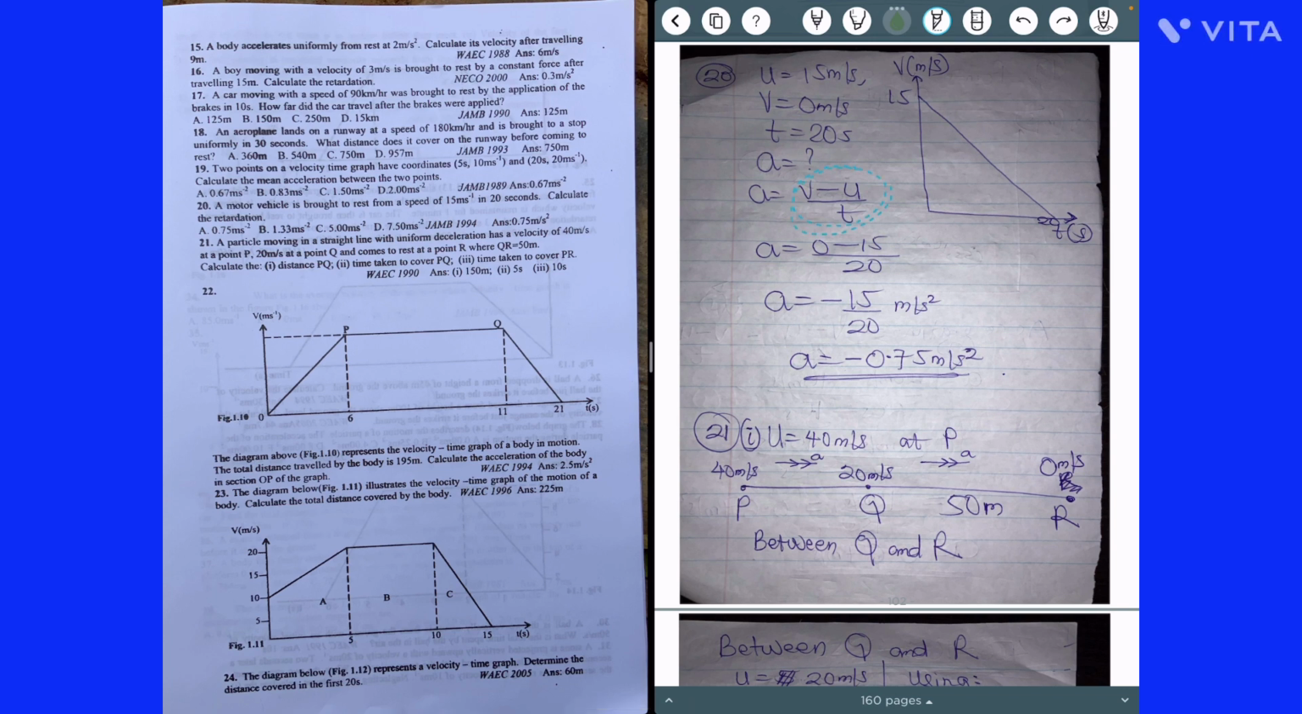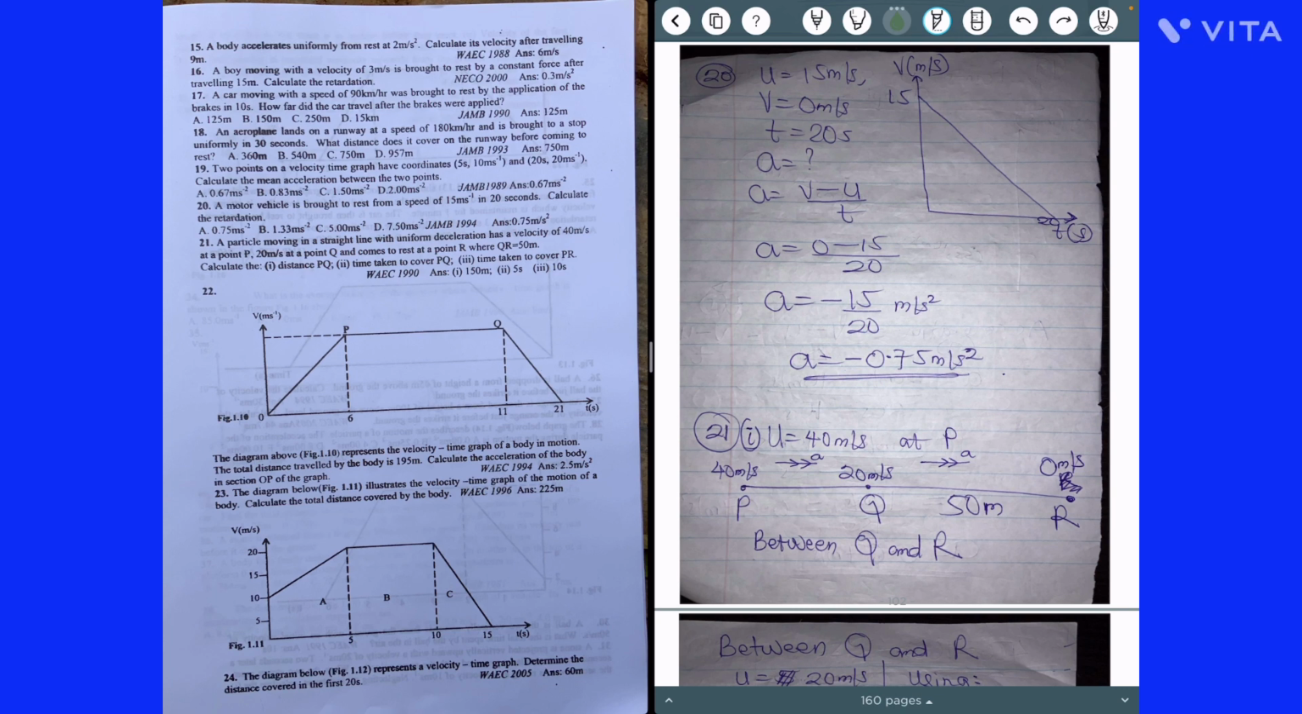Acceleration will be change in velocity over time taken, or change in velocity per unit time. That's final minus initial over time. I hope you can see that. The final velocity is 0, the initial is 15, so minus 15 over 20. This is to show you that the change in velocity was negative, the velocity reduced, so the acceleration will be negative.